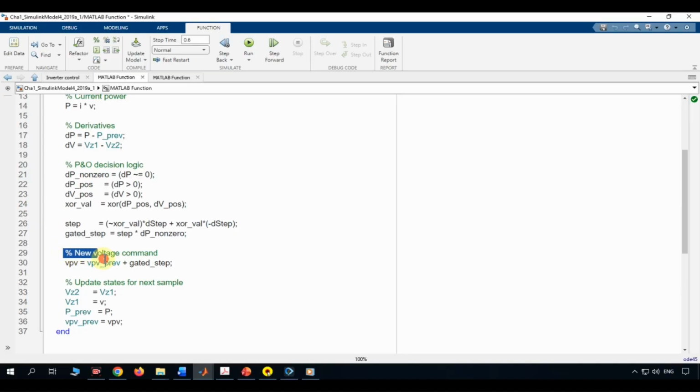Updating the voltage command. The new reference voltage is just the old one plus or minus the tiny step. This is what makes it perturb. Nudge the operating point slightly and see what happens next time. Saving state for the next call.